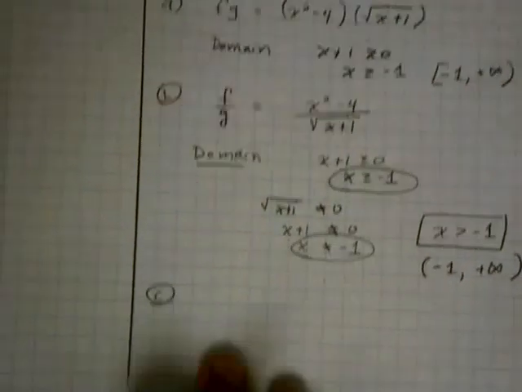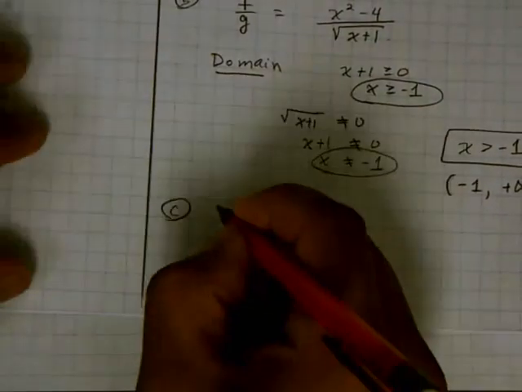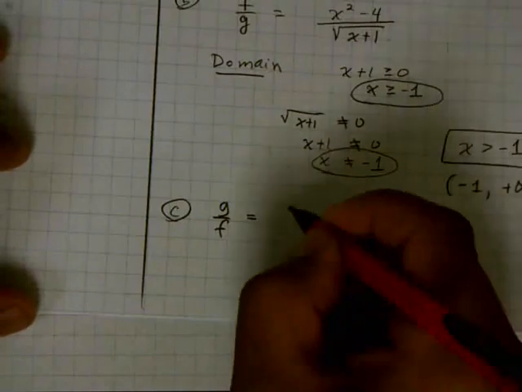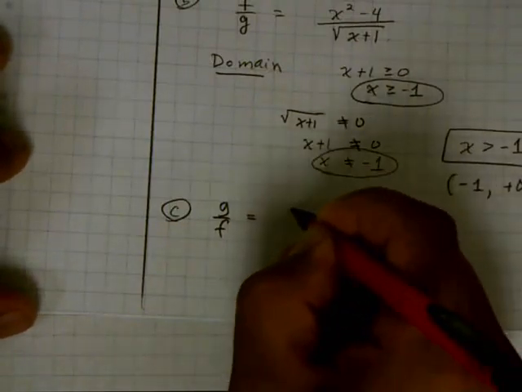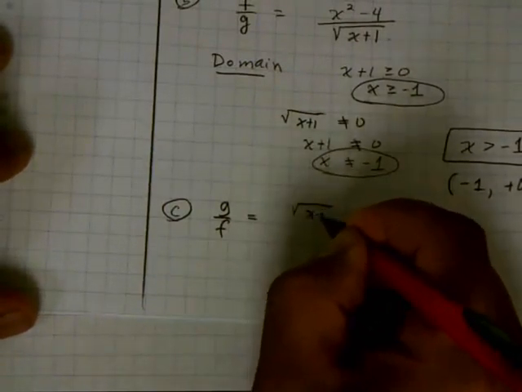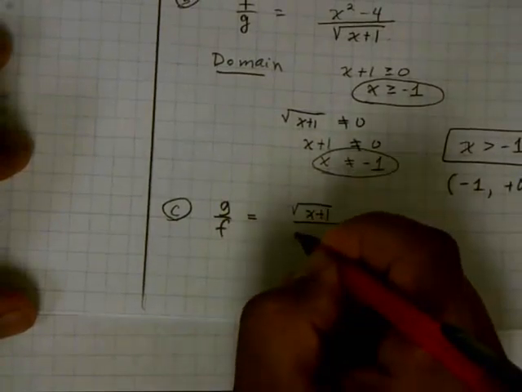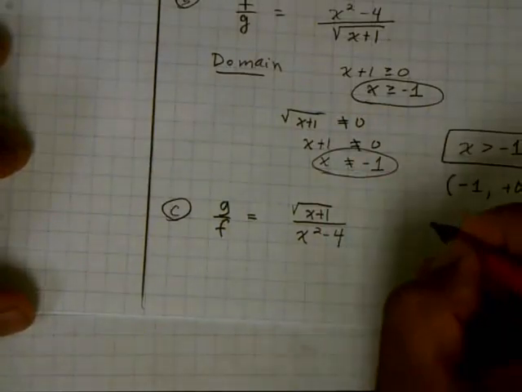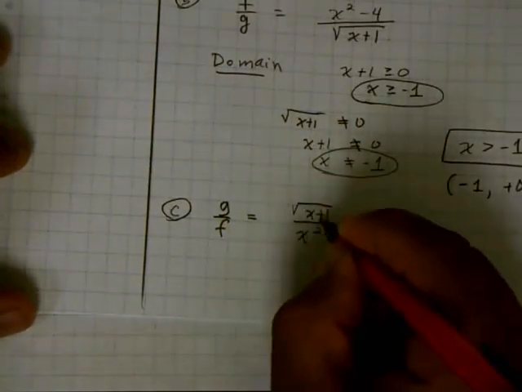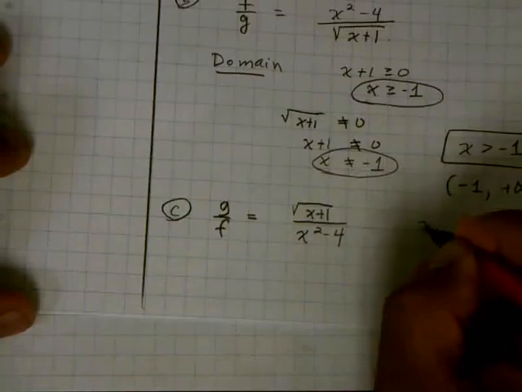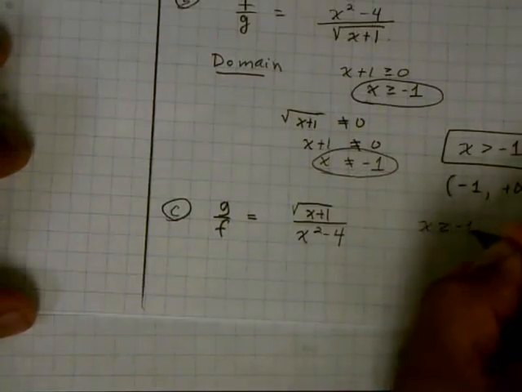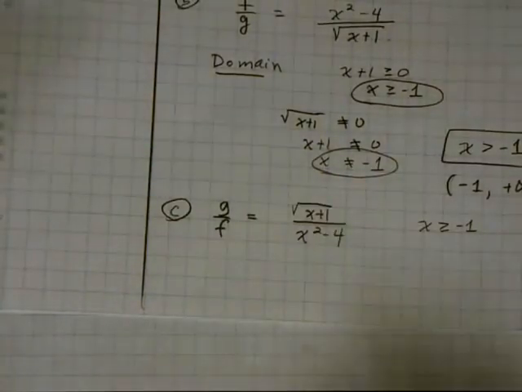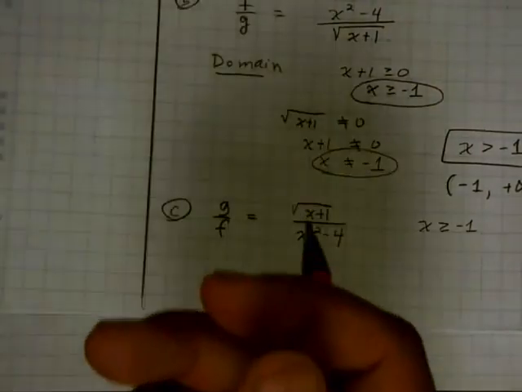This last part asks us to find g over f. So I write out the expression for g, and that's square root of x plus 1. The expression for f is x squared minus 4. And at this point I guess we don't have to do this a fifth time. We know that x has to be greater than or equal to negative 1 because this is inheriting it from g of x.